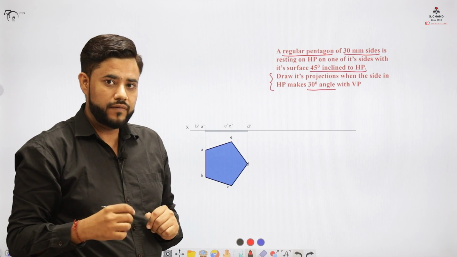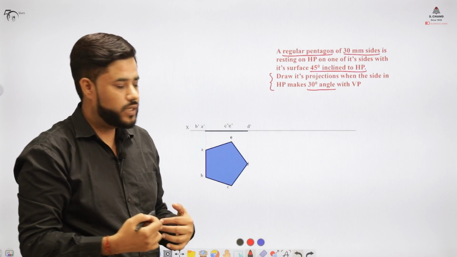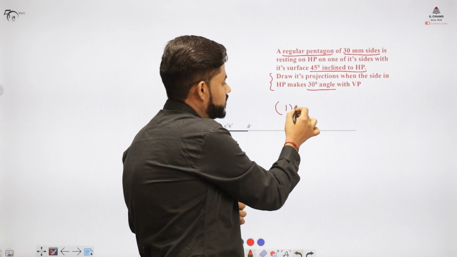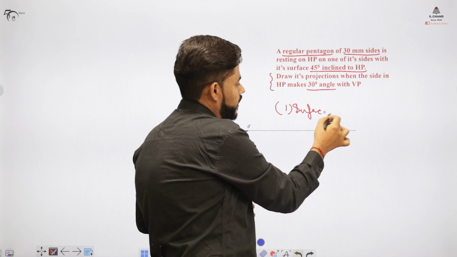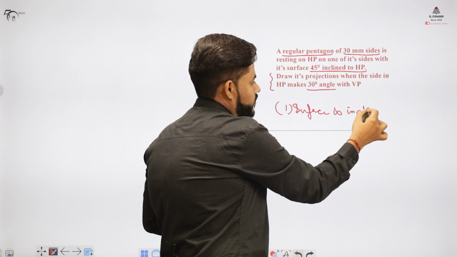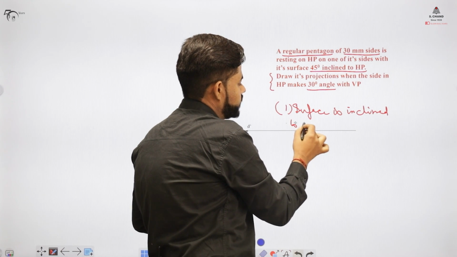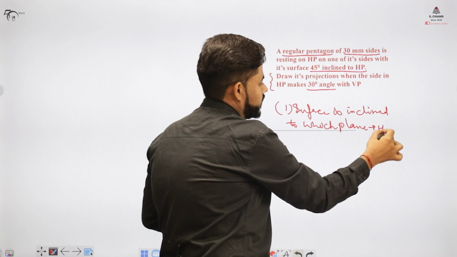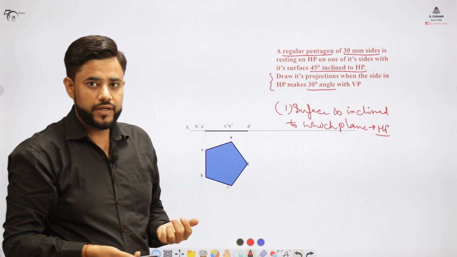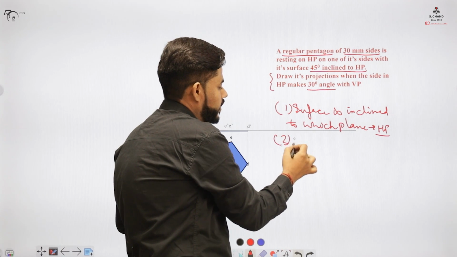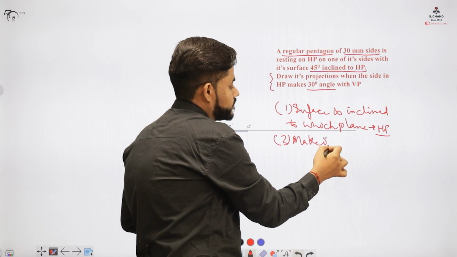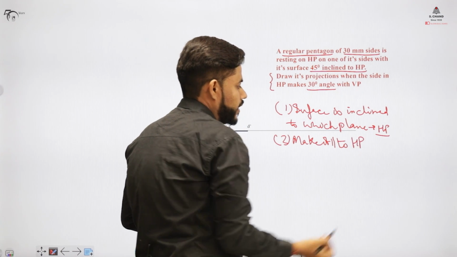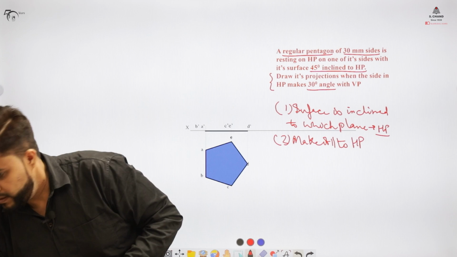In the previous video, we learned about that concept and I'm just repeating it. You have to ask a question to yourself: the surface is inclined to which plane? So here, the surface is inclined to the horizontal plane. You have to ask this question initially, that the surface is inclined to which plane. As it would be inclined to the horizontal plane, you need to make it parallel to the horizontal plane. Similar concept, you have a pentagon there.